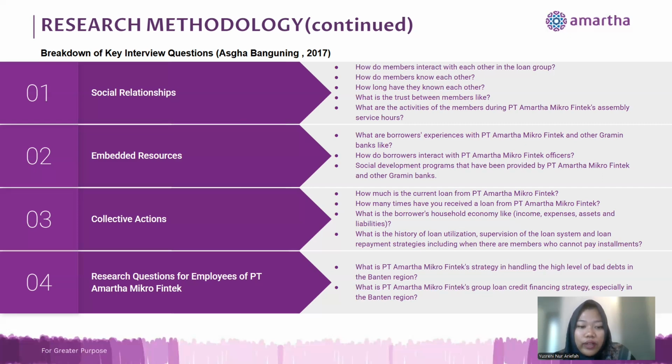And the last point is the research questions for employees of PT Amartha Mikro Fintech, which contain: what is PT Amartha Mikro Fintech's strategy in handling the high level of NPLs in the Banten region, and what is Amartha Mikro Fintech's group loan credit financing strategy, especially in the Banten region.